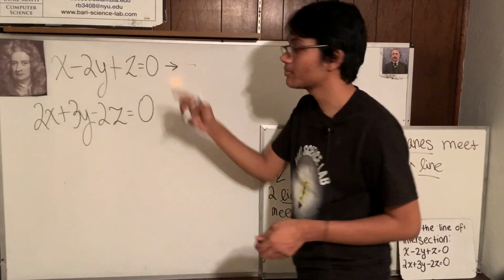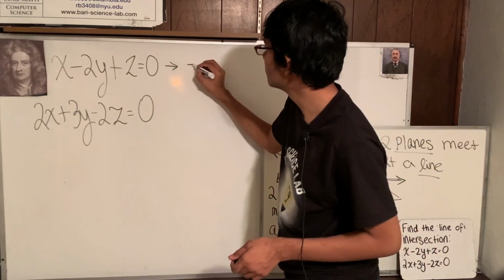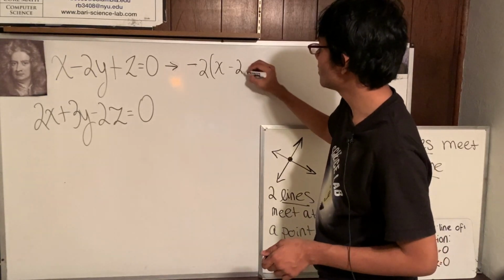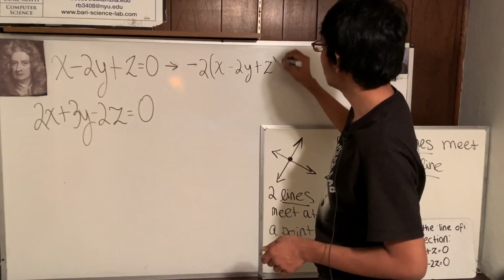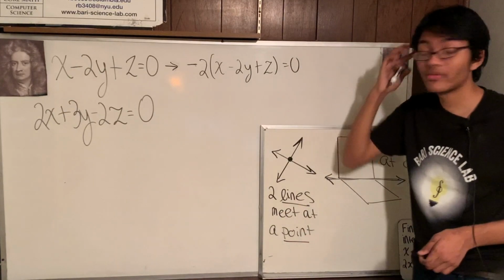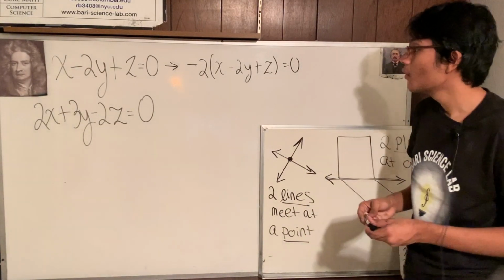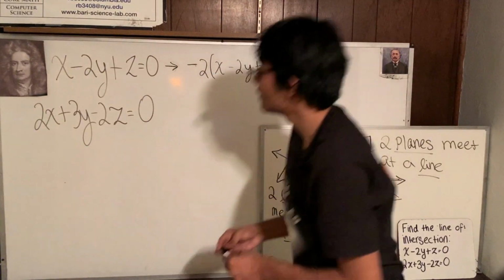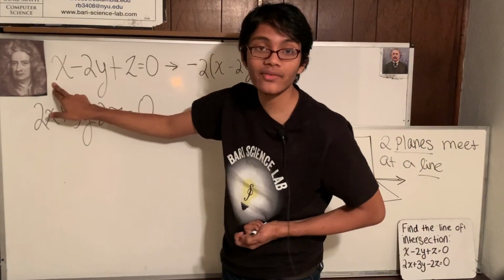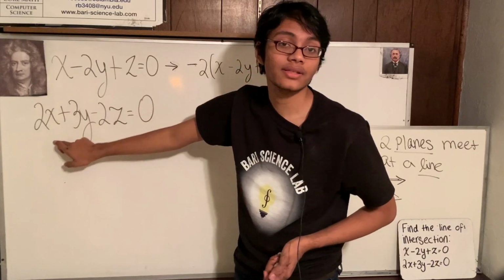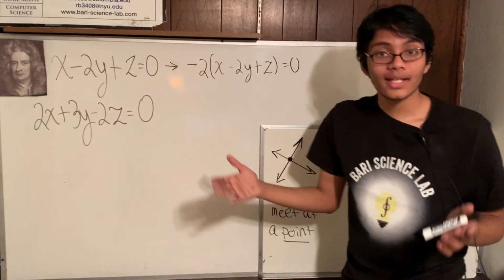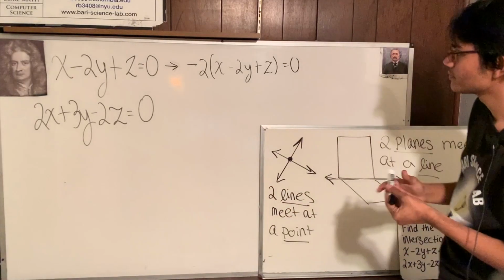So let's multiply our first equation by negative 2. So we get minus 2 times x minus 2y plus z equals 0. Now why am I multiplying my first equation by negative 2? Well, it's kind of foreshadowing the fact that if I multiply this by negative 2, my x terms will cancel out. I'll just be left with y and z and y and z. And then you can see where I take it from there.